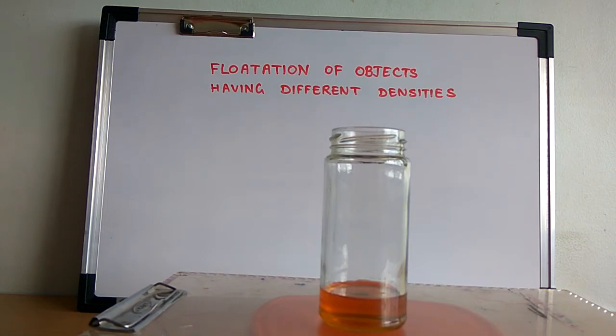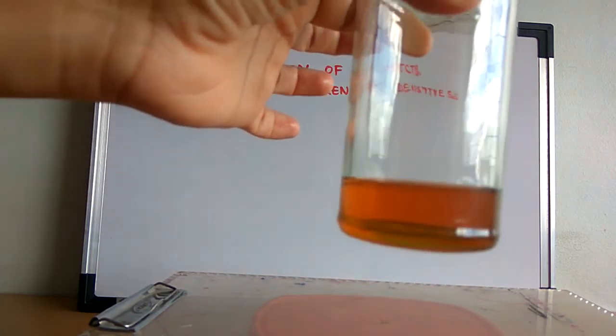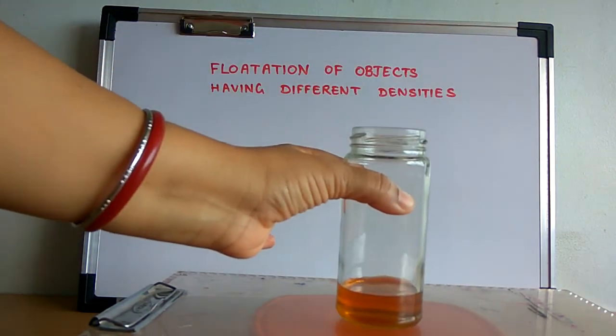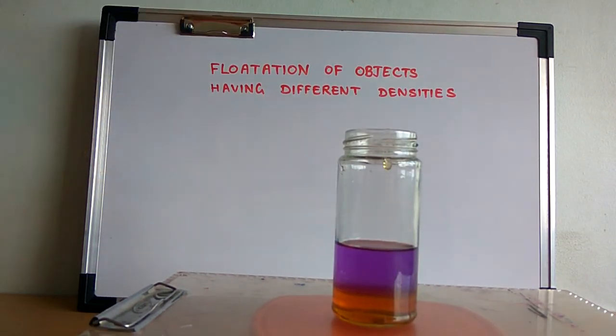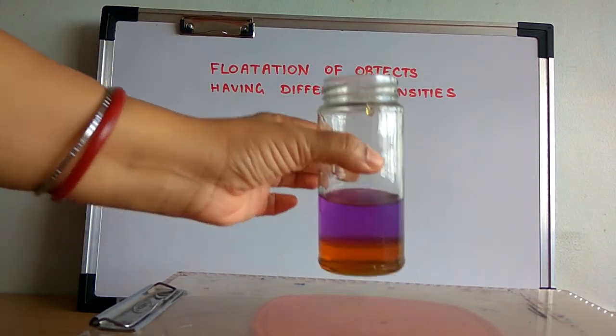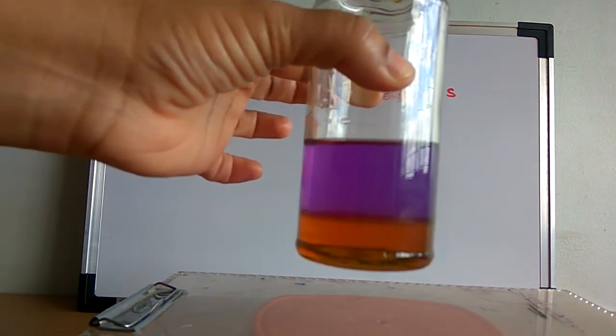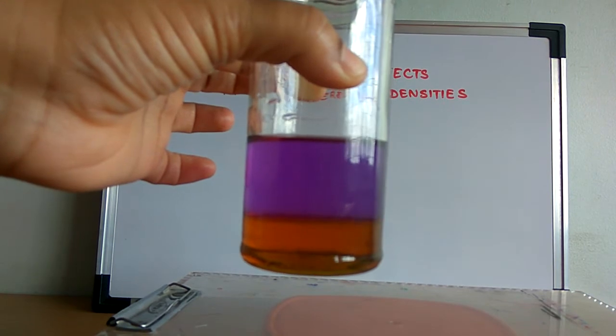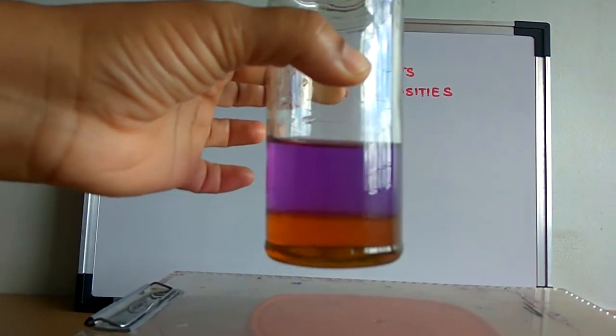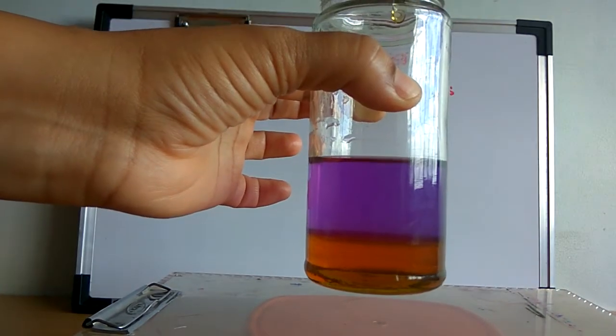First I have taken honey in this jar and then I will put water. I'll use colored water so that the boundaries are clearly seen. Now I have put water also in this. As you can see, the boundary between the water and honey is clearly seen.